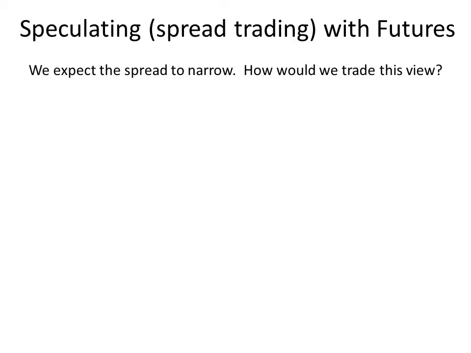So suppose in this example we expect the spread between two different futures contract months to narrow over time. How might we trade this view? Well, suppose we can represent this price relationship as shown here. We can see that the March futures contract is trading at $50 and the June futures contract is trading at $60.